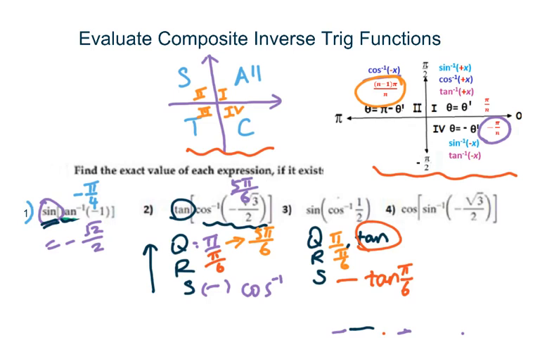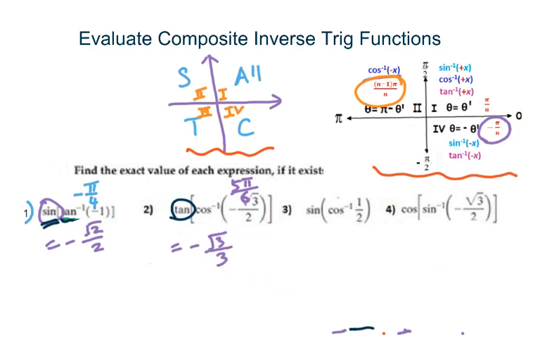I use this one combined here. Pi over 6 means 30 degrees. Tangent 30 will be negative square root of 3 over 3. This will be the final answer for number 2. Let's go to number 3. For number 3, if this one is positive, that means reference angle.